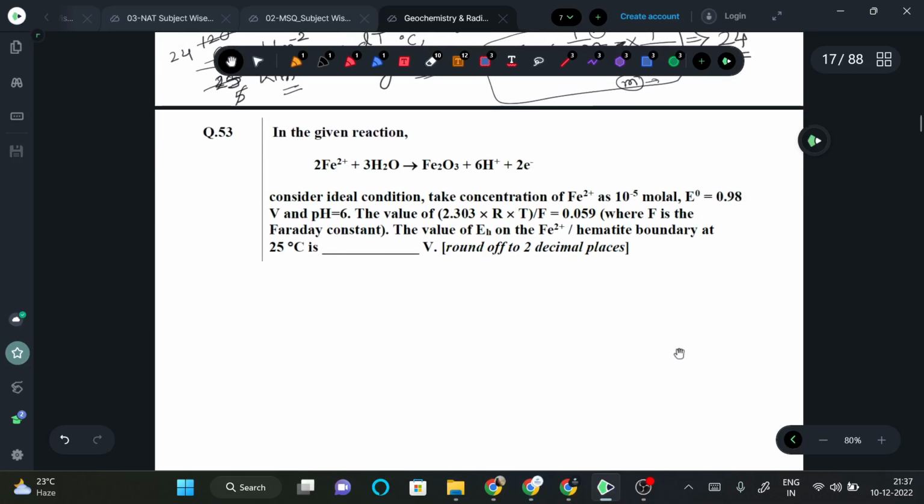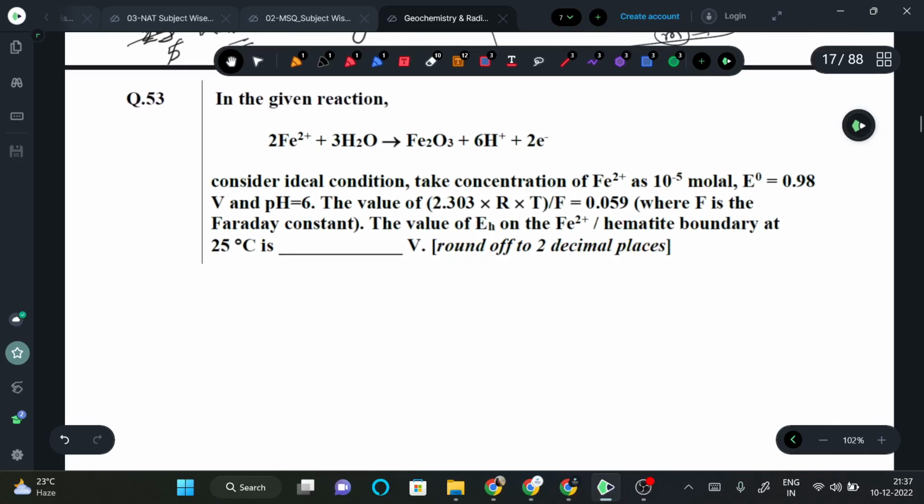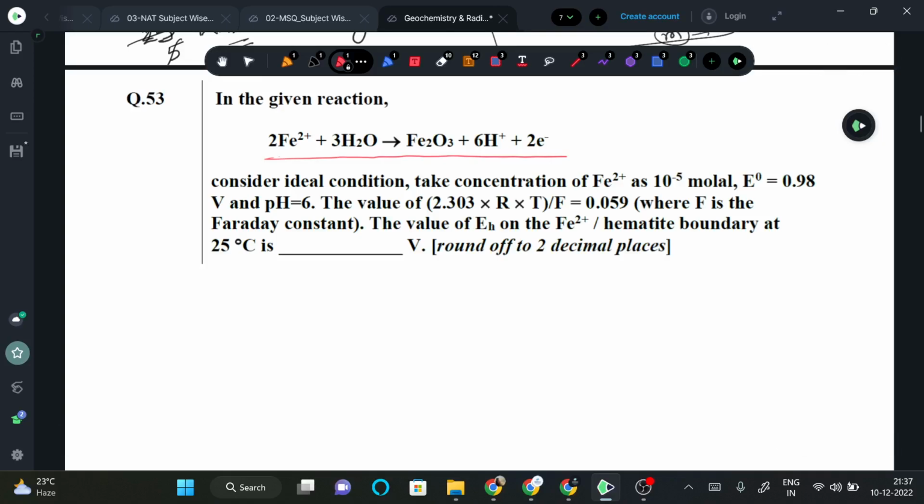Okay, so the next question we have over here is this one. In the given reaction, 2Fe + 3H2O gives Fe2O3 + 6H+ + 6 electrons. Okay, so what is Fe2O3?